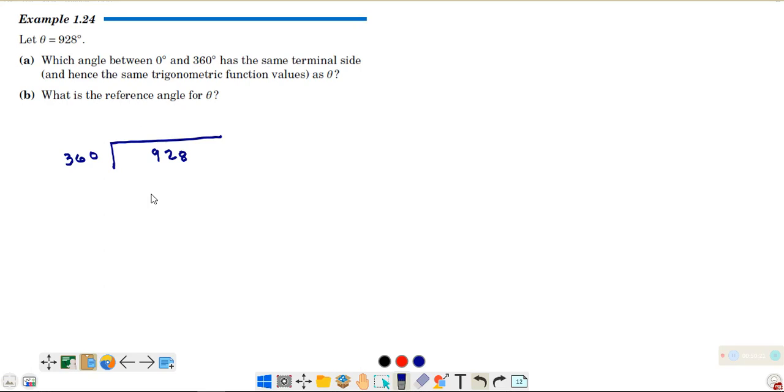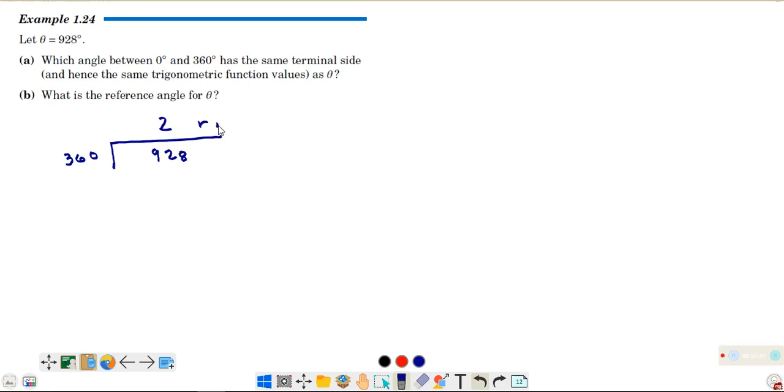So, how many revolutions will there be sa 928? So, 928 divided by 360, meron tayong dalawa. Tapos, kunin natin yung remainder. Hindi ko na itutuloy dito.